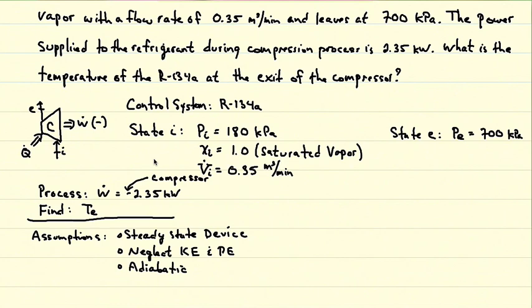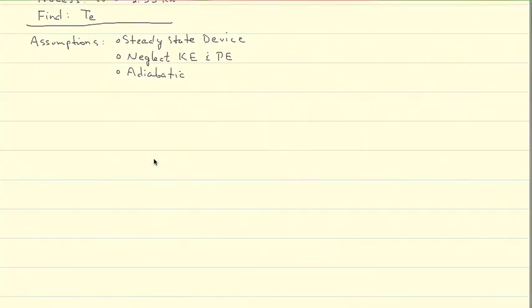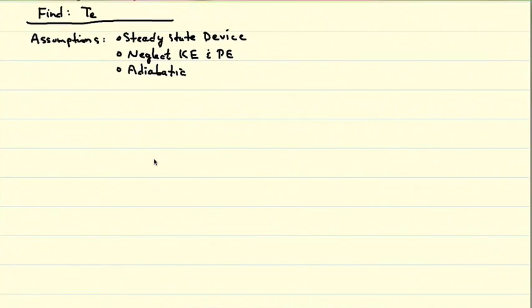Okay, so based on these assumptions, we can go ahead and start to analyze our situation. The first thing we want to do is start with the first law. I'm going to write down the generic first law for a steady state system. So we can already impose the assumption that this is a steady state device, okay?